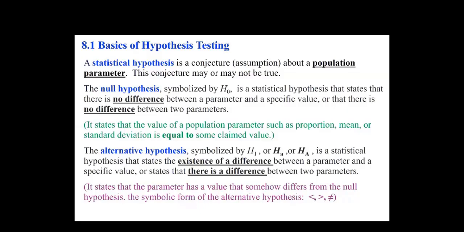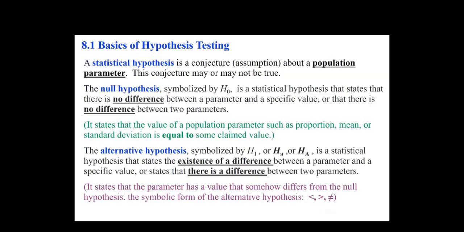In some cases, they set up the test of hypothesis such that it's always H0, the null hypothesis, or always H1 or HA, the alternative hypothesis, that is the claim. That's not the case here. We read the question, we make a decision which one is the claim. We discuss that as we come across.